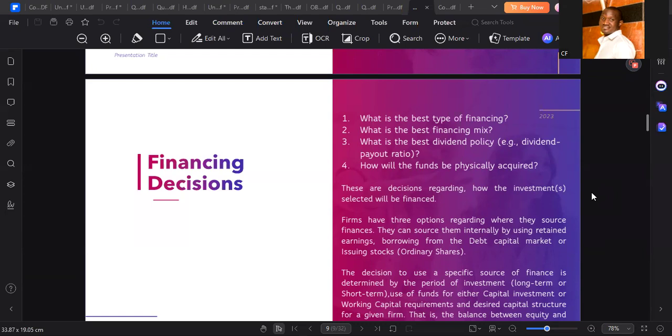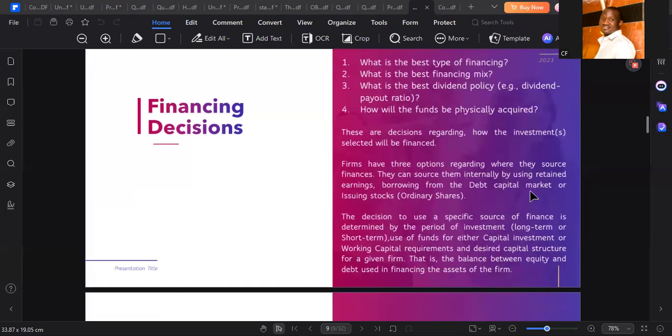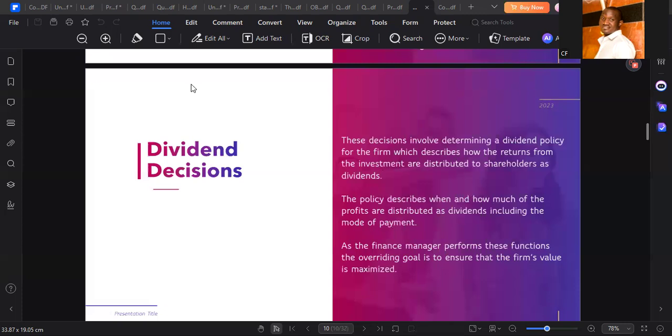This decision on how much finance, and which source to use for financing our business, is determined by the type of investment, whether it's a long-term or a short-term investment. The use of this capital is also a key determinant. Is this for capital investment or for working capital requirements? These are some of the questions that financial managers should ask, and they must have a balance between equity and debt for the benefit of the firm in general.